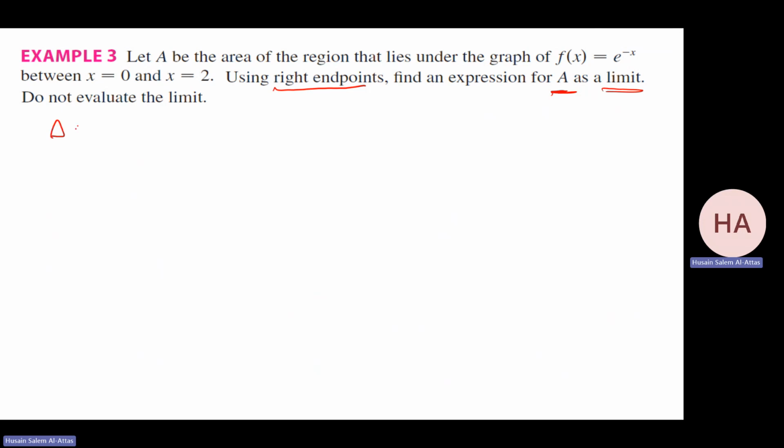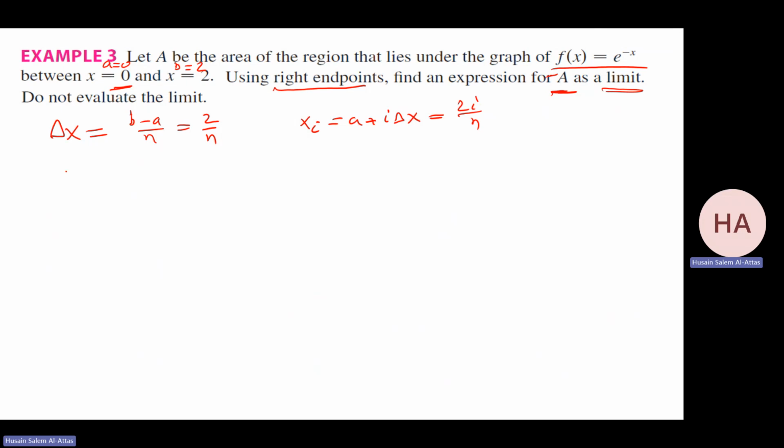I have delta x. This is A. This is B. And this is f of x. This is what you need, and I need the right end. Delta x will be what? B minus A over n, which is 2 over n. Xi will be A plus i delta x. A is 0, so that will be 2i over n.